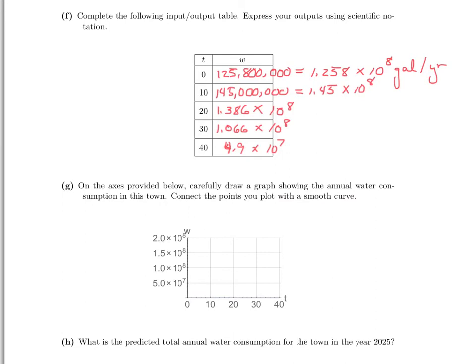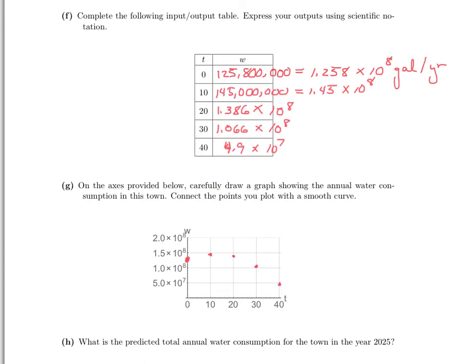So let's do that. First of all, let's plot the first input-output pair associated with t equals 0. The output is 1.258 times 10 to the 8. So when t is 0, we have an output that is approximately right here. When t is 10, we have an output that is approximately here. When t is 20, we have an output that's right around there. When t is 30, we have an output right around there. And when t is 40, we have an output right about there.